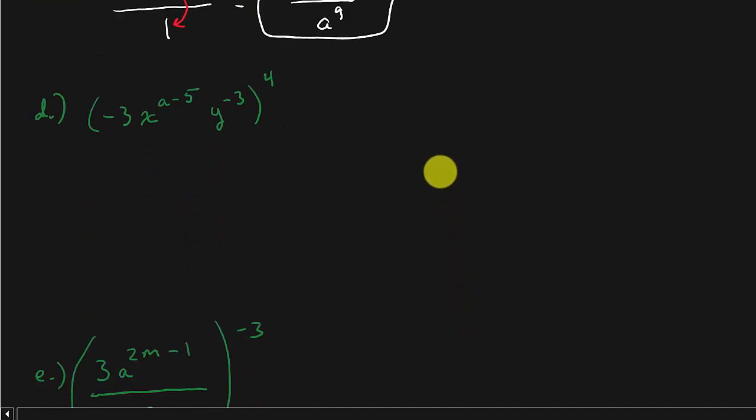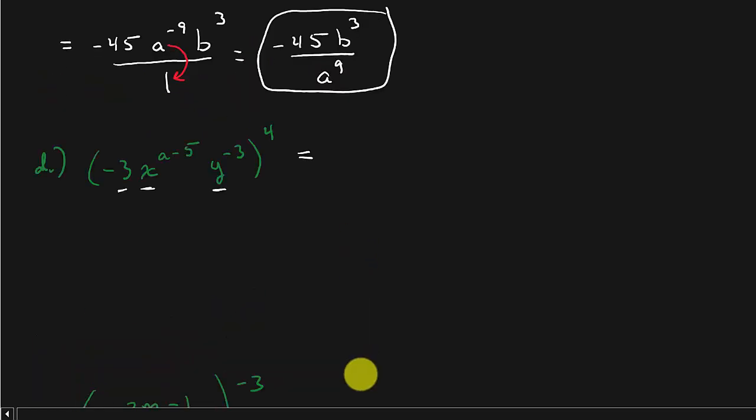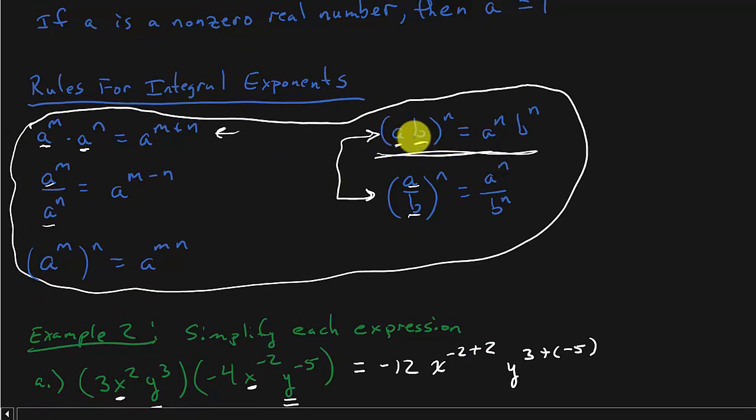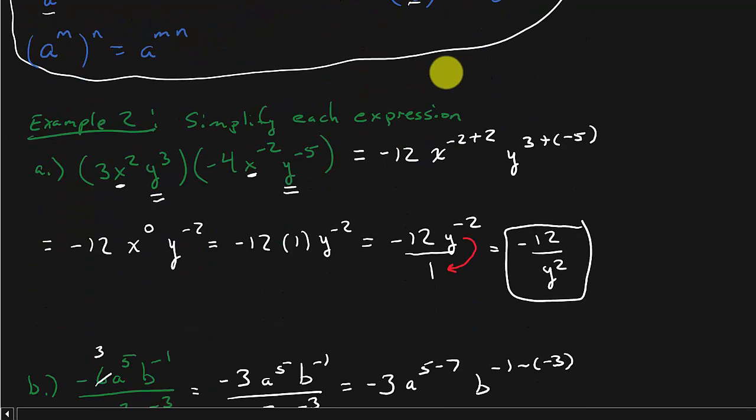All right, so how about this one? All right, so in this one, I've got variables up in my exponents. This is negative 3x raised to the a minus 5 times y to the negative 3 raised to the 4th. All right, so you see how I have these different factors here in parentheses raised to a number? That's this property right here. See these factors raised to a number? So I just raise each factor in there to that exponent.